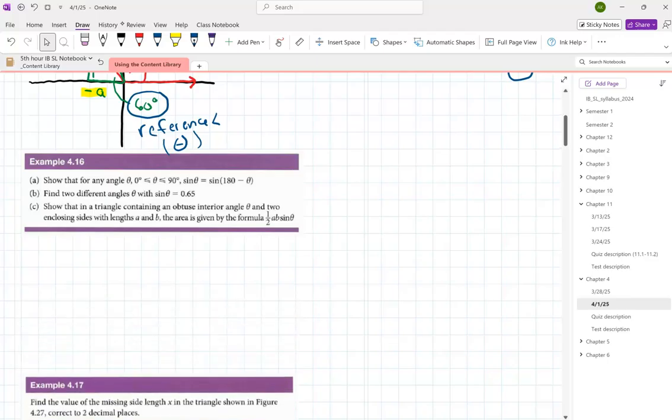It says show that for any angle theta between 0 and 90 degrees, sine of theta equals sine of 180 minus theta. That's exactly what we observed in the previous example, that sine of 60 was equal to sine of 120, right? Why is that going to be the case?